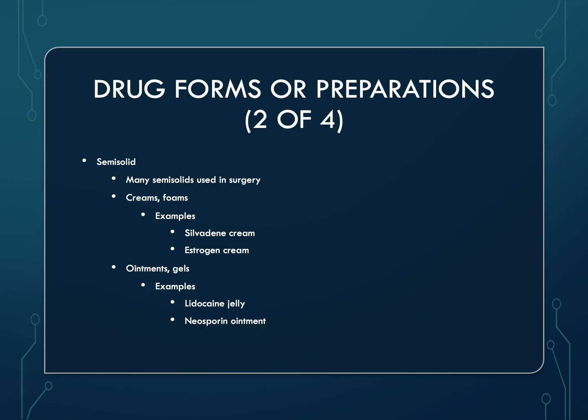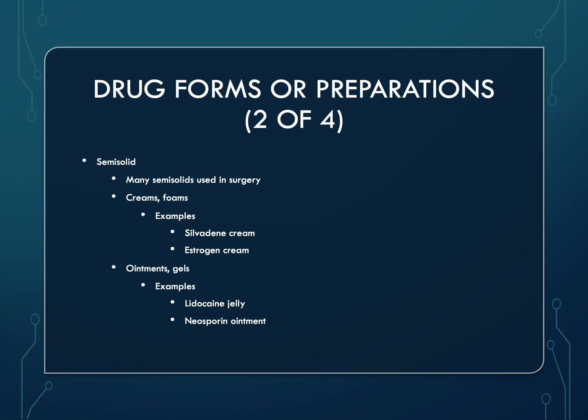So moving on to semi-solids. Semi-solid drugs include creams, foams, gels, and also ointments. Creams consist of an active ingredient and they're water-based, but ointments have an active ingredient and then they are oil or petroleum based. Gels are typically a little bit thicker than creams, but they're still going to be water-based. And there are a lot of semi-solids that we use in surgery.